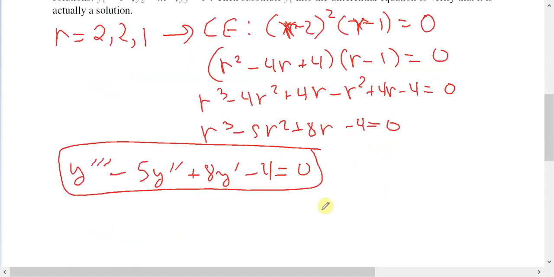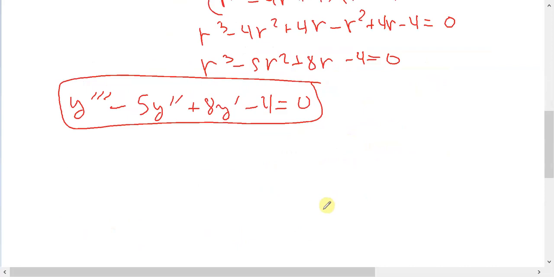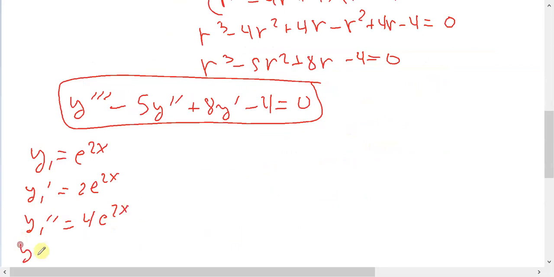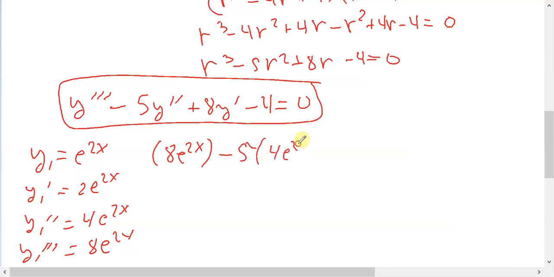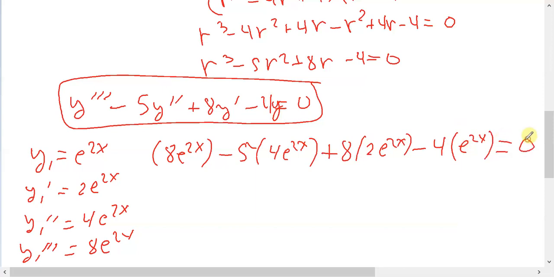And then I'm supposed to go ahead and check that it works for e^(2x). Well, let's see. So y1 is e^(2x). y1 prime is 2e^(2x). y1 double prime is 4e^(2x). And y1 triple prime is 8e^(2x). So plugging that in, I've got 8e^(2x), that's the triple prime, minus 5 times 4e^(2x), that's y double prime, plus 8 times 2e^(2x), that's y prime, minus 4 times y, which is 4 times e^(2x), that's supposed to equal 0.